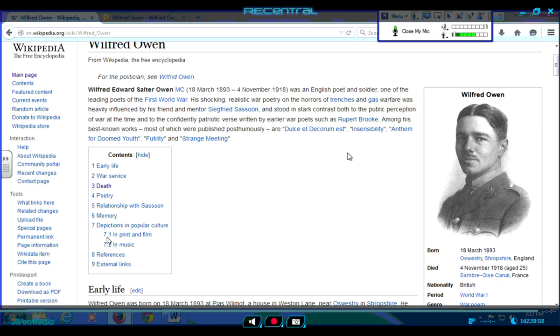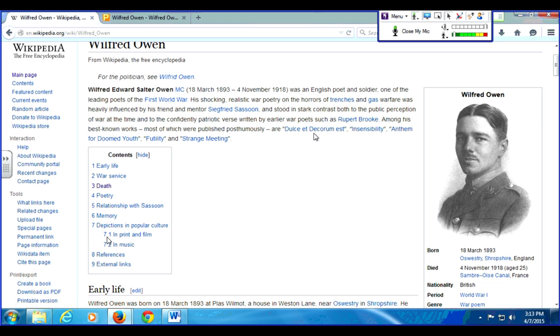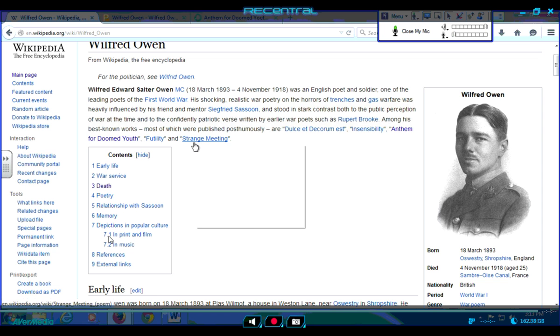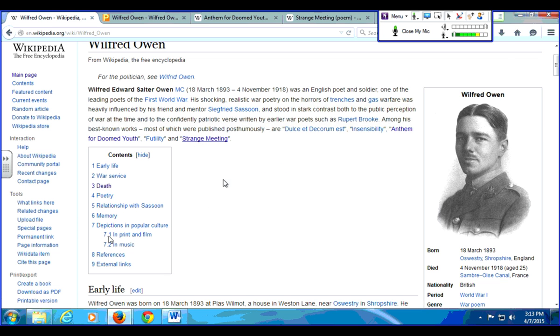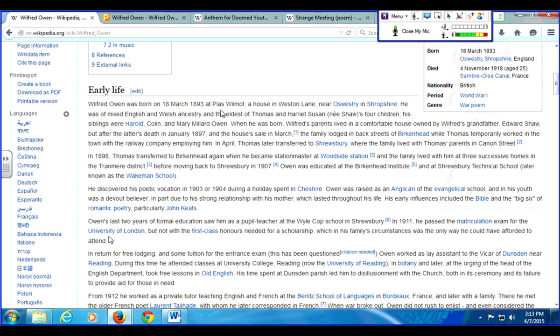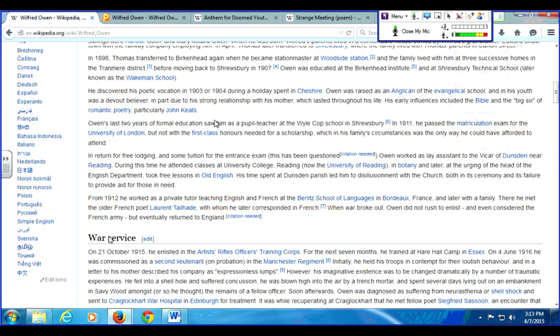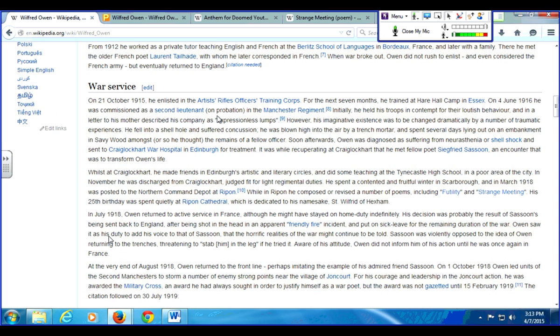Some of his poems are here. So we have one we just read, Dulce et Decorum Est, Insensibility, Anthem for Doomed Youth, Futility, and Strange Meeting. I'll have a couple of these because they're really interesting ones I want to look at. So he's born, went to school, and then enlisted in the Artists' Rifles. He was training and training. Was in war and then met another guy named Siegfried Sassoon.